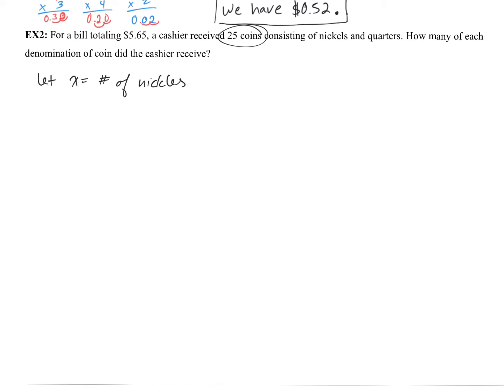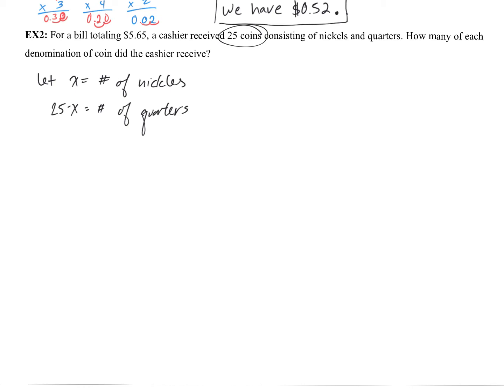Well, if she had, let's say, 10 nickels, how many quarters would she have? Well, we just do 25 minus 10 to find out the number of quarters. But we don't know the actual number of nickels, which we called X, so 25 minus X would describe the number of quarters. Okay. So we have that and we have that. The next thing we need to figure out is, well, how many of each one did she receive?